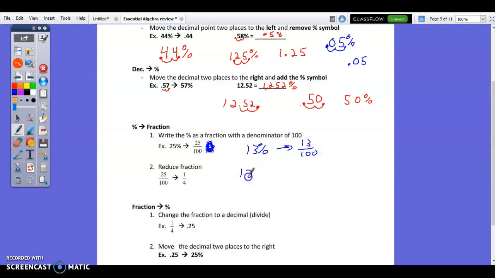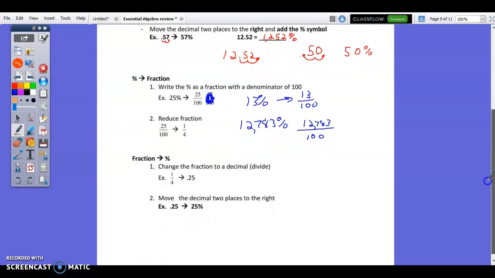If I have 12,783%. Now I want to make that into a fraction. I do 1, 2, 7, 8, 3 over 100. Just as simple as that. And you can always check to see if it reduces, but always just put the percentage without the percent symbol over 100. Pretty straightforward. And then reduce if possible.